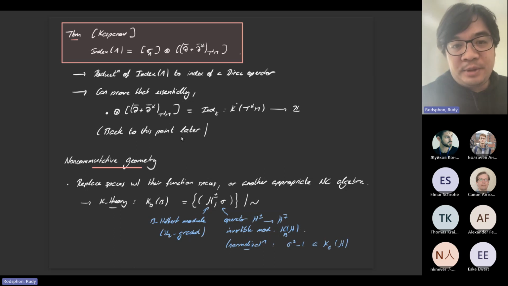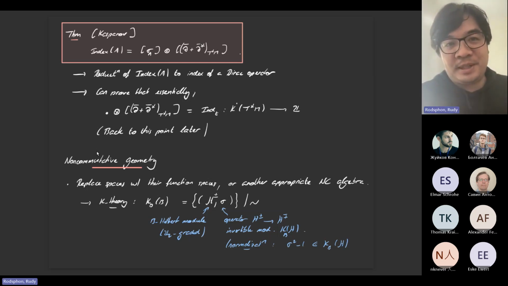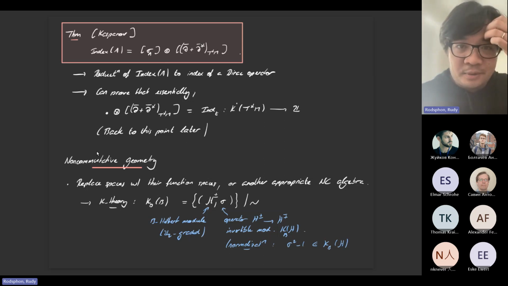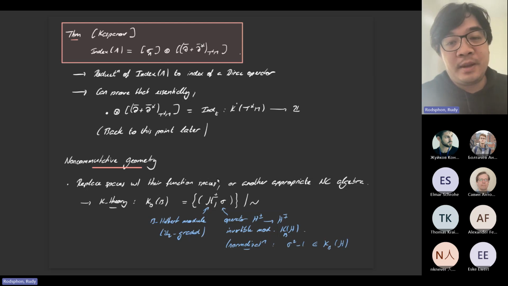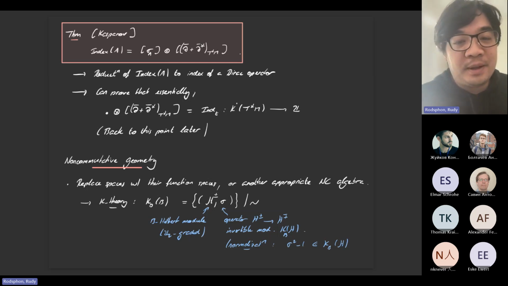Just before getting into that, a couple of words about non-commutative geometry, because that's the heart of these techniques. The idea is simply that in NCG, non-commutative geometry, you replace spaces by their function spaces when you study the spaces. You take function spaces instead, and eventually, sometimes you may end up studying some non-commutative algebras instead, C-star algebras very often.